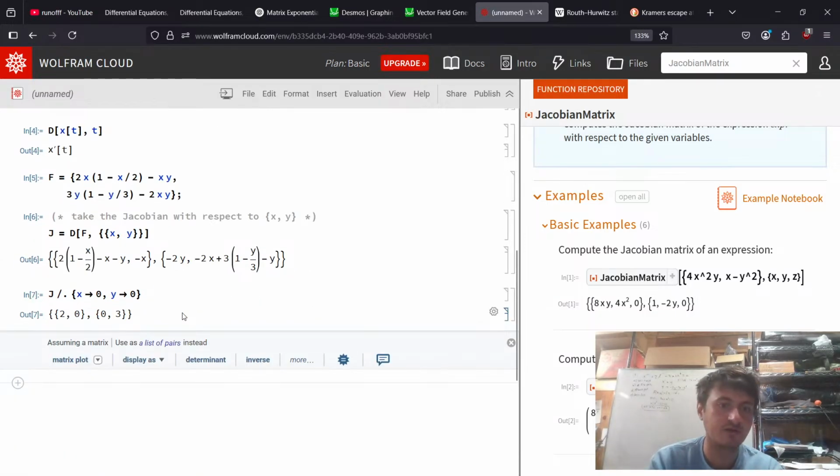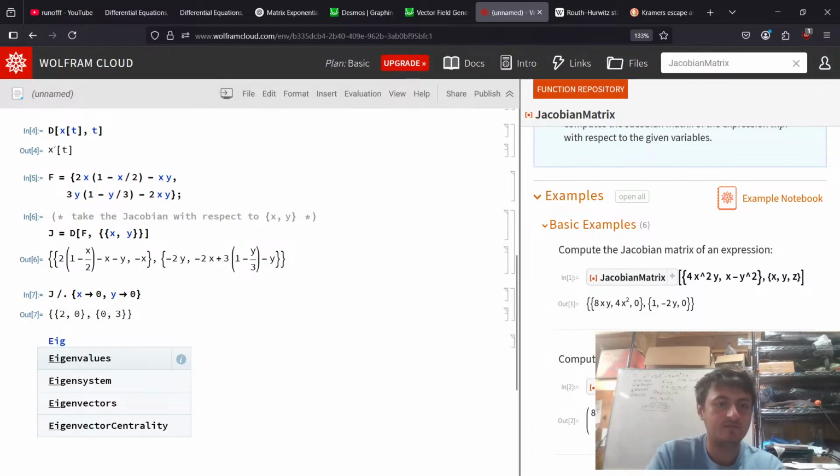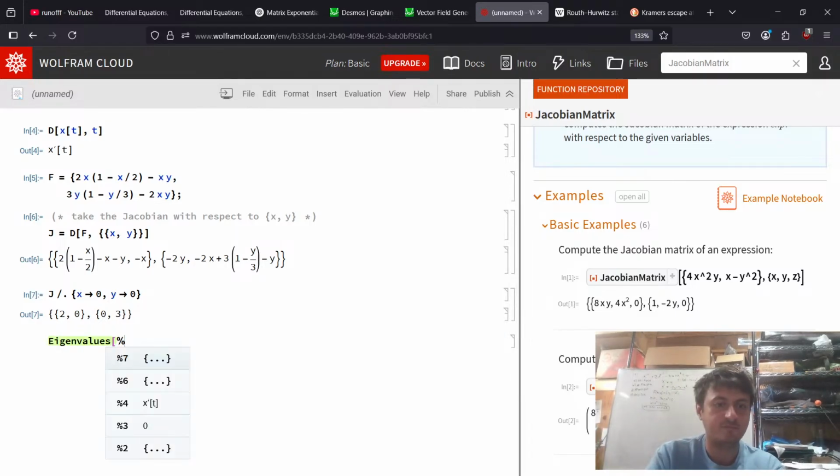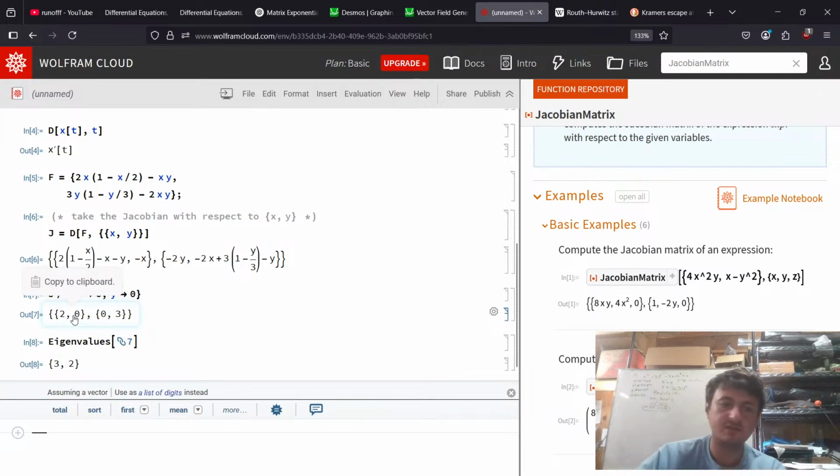So then clearly our... so wait, can we do eigenvalues of percent 7? Yeah, so that's what I thought. Oh, but you know what's weird about that? I don't understand why. Like if you have 2003, why is it that the first eigenvalue is 3 and not 2?